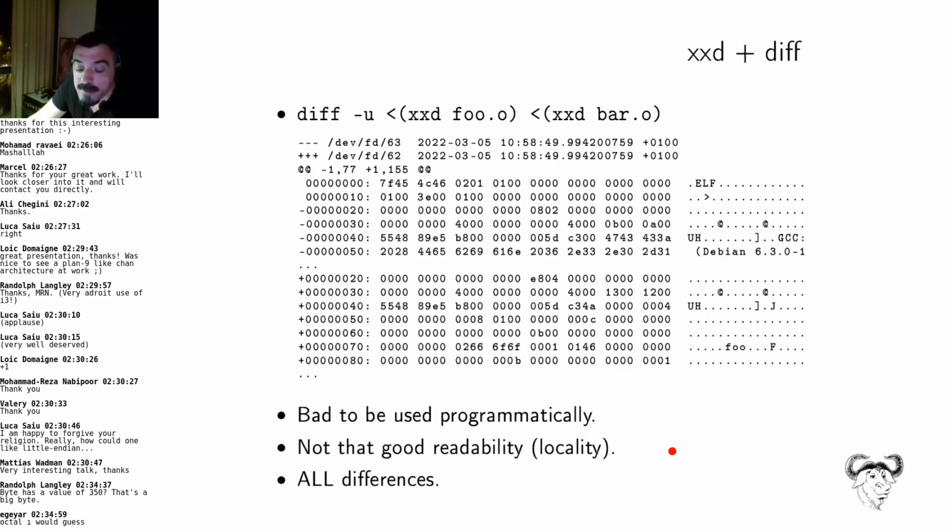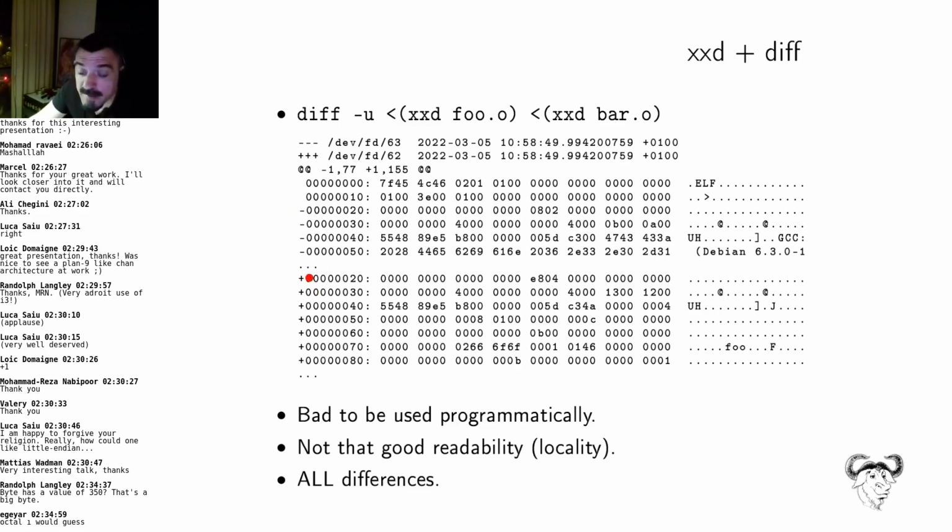Another possibility is to use some combination: get a textual representation of the binary contents of the file, in this case using xxd, though you could use objcopy to get an S-record representation, something like that. And then the normal diff command. This is an excerpt of the output of diff -u of the xxd output from foo.o and bar.o, and we get a normal unified diff with the differences. Note that I have not included the full output here, because there are so many differences that this is actually a big block of differences.